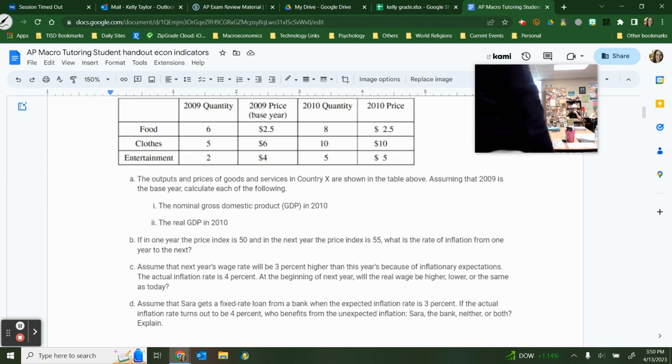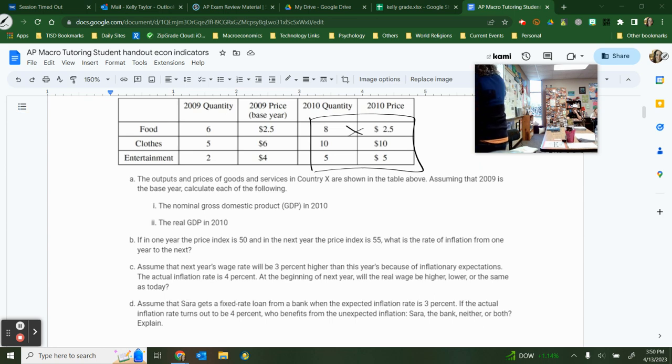So for nominal GDP, it's just how much money was made in 2010. So using the quantities in 2010 and the price in 2010, you're basically multiplying them and adding. So 8 times 2.5, 10 times 10, 5 times 5, add those totals together for how much money was made that year, and it should be $145.